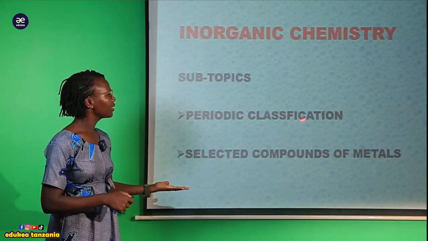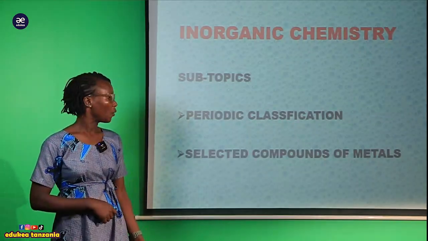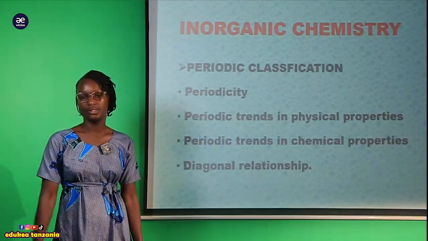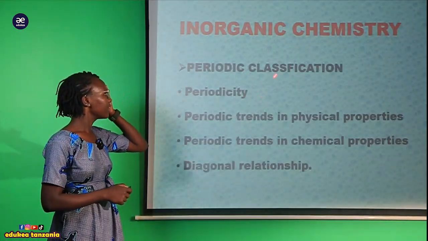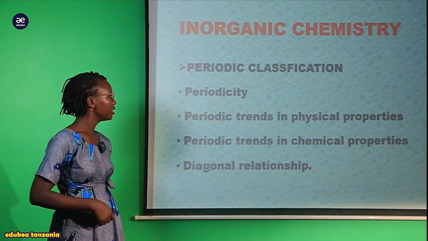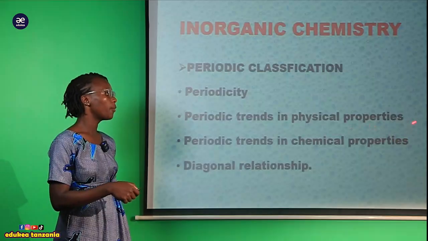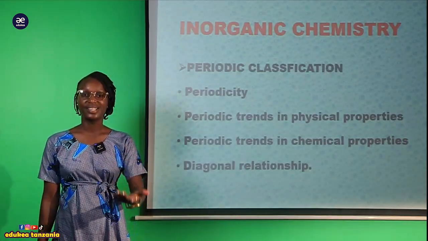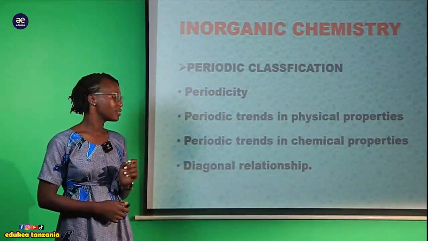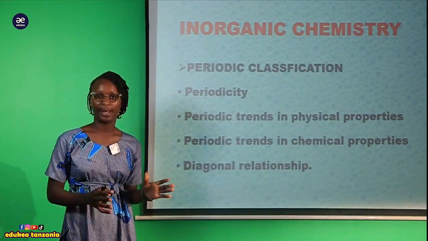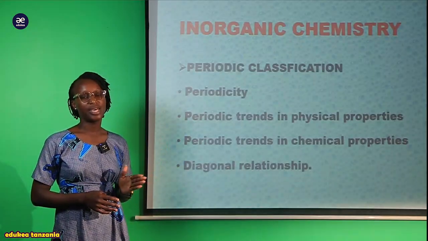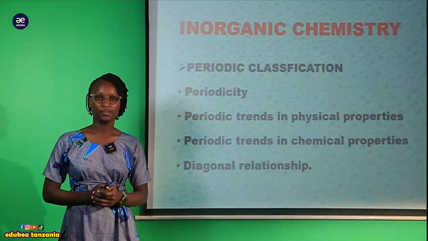Okay, now kwenye periodic classification kuna vitu gani? Kwenye selected compounds of metal kuna vitu gani? Now we have to see their categories. So in the periodic classification we have mainly these subtopics. We have the concept of periodicity, we have the periodic trends in the physical properties, but also we have the periodic trends in the chemical properties, and finally we are going to look at the issues of diagonal relationship katika periodic table. So these are mainly the concepts to cover in the periodic classification.